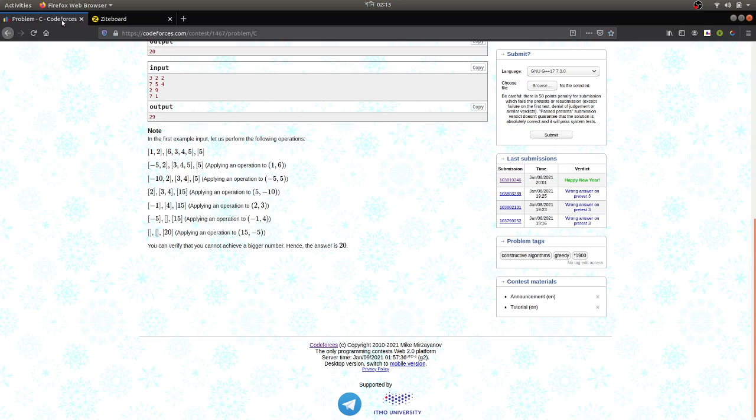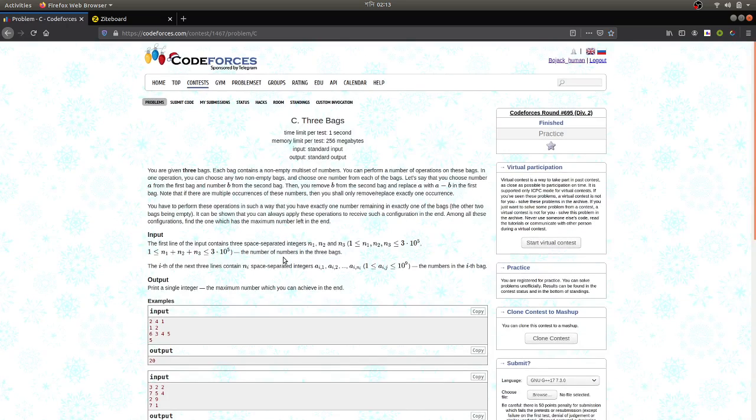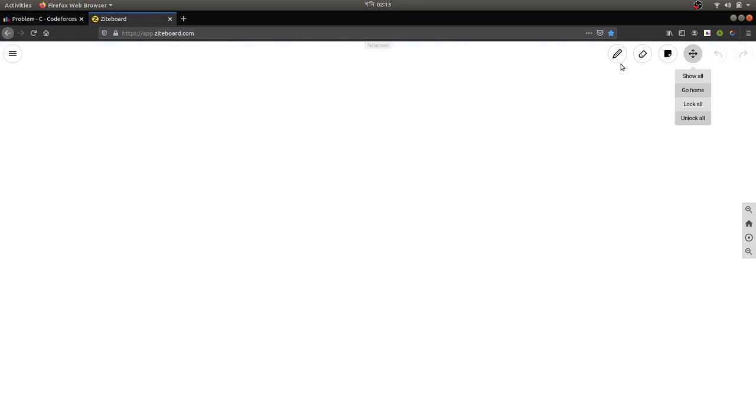Today I am gonna explain problem C from today's Codeforces Round 695 Div 2. The problem name is 3 Bags. So in this problem, as you can see from the name, you are given 3 bags, okay?